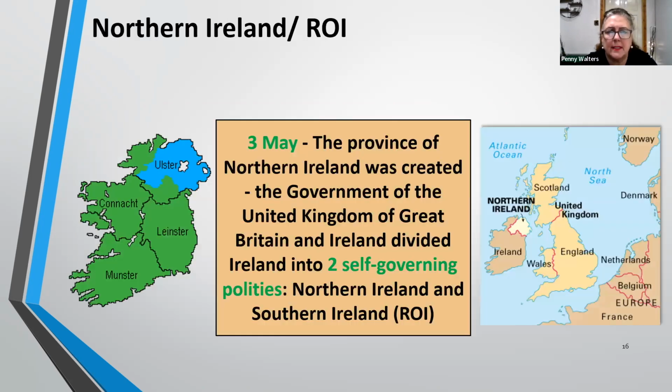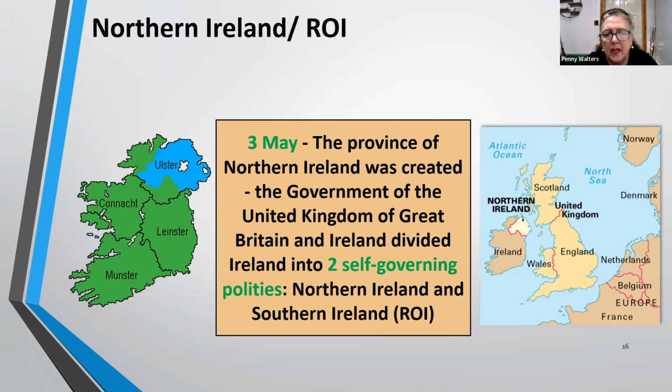So let's have a look at the situation with Ireland. I've been researching this more since I've discovered predominantly Irish DNA. If we have a look at the map on the left, we can see the regions that are dividing up Ireland. But on the 3rd of May in 1921, Northern Ireland was created by the government, and therefore Ireland was divided into two self-governing polities. Northern Ireland, which is a part of Great Britain, and Southern Ireland, or the Republic of Ireland.